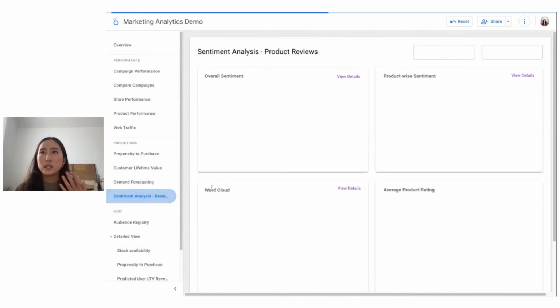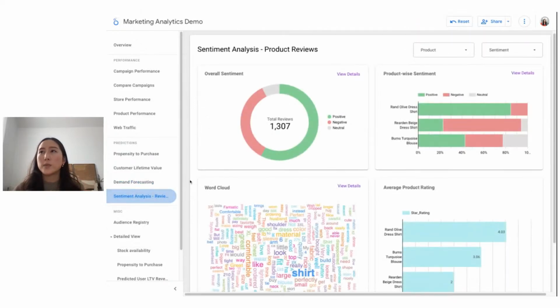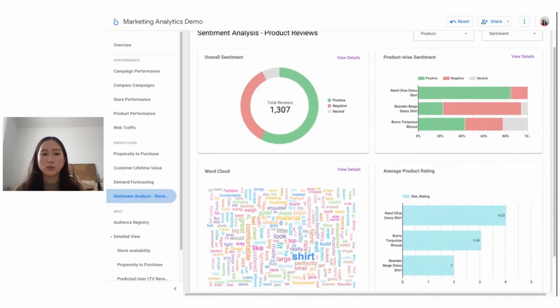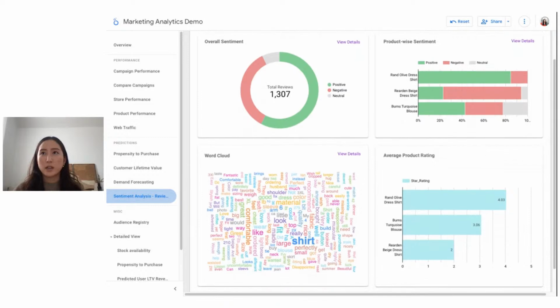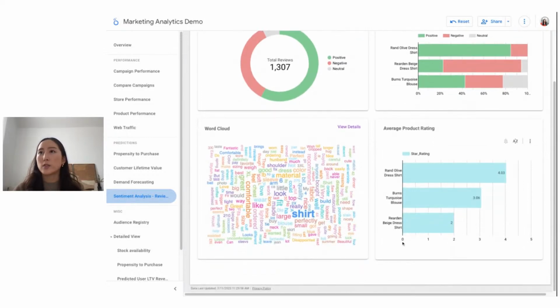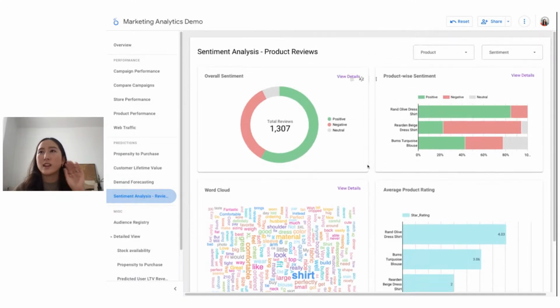And then lastly, with sentiment analysis, this is where you can take things like reviews, comments on YouTube or social media, and see how customers are feeling, maybe even make a word cloud, look at product ratings and make sure that you understand how customers feel about your brand and what their overall sentiment is.